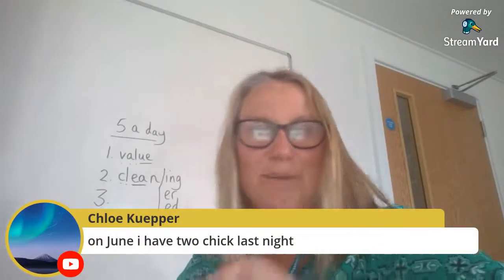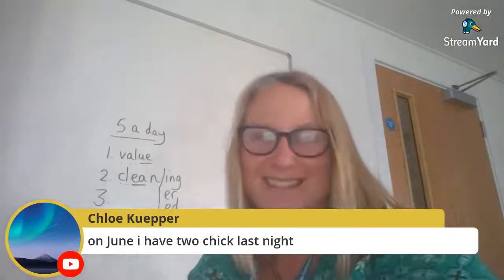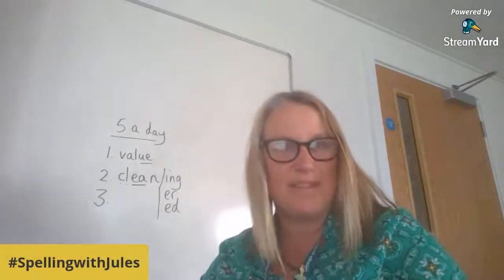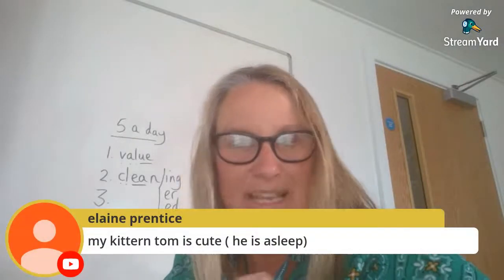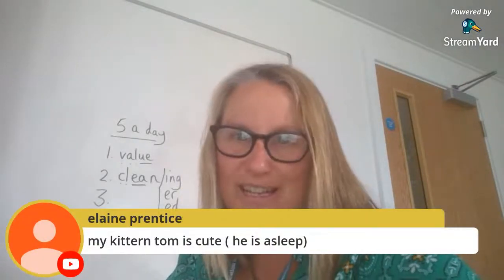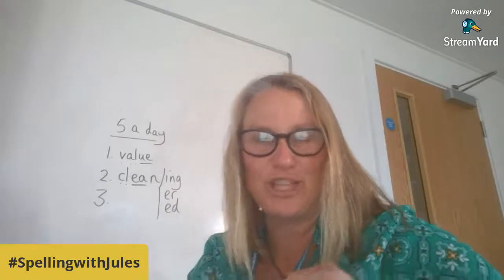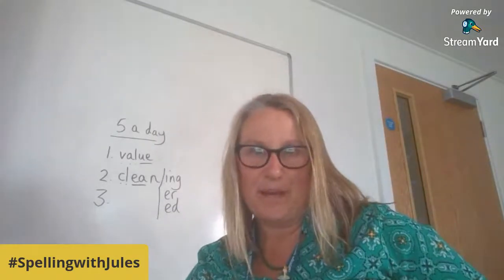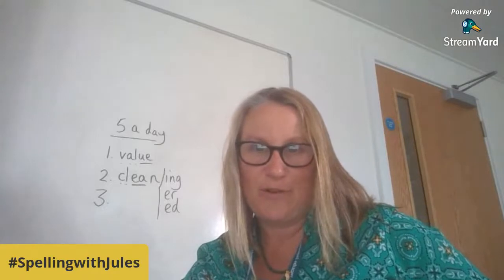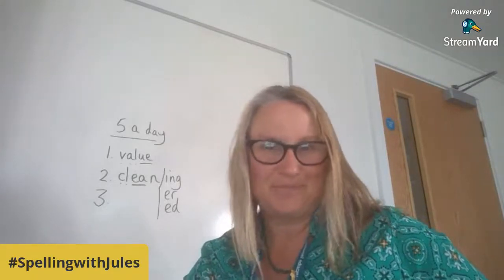Oh, here we go. Chloe's got in June. I have 2 chicks last night. Yeah, born in the month of June. They're Geminis. My kitten, Tom, is cute. He's asleep. So we've got cute chicks, cute dog Aussie, and Florrie's little cute kitten.